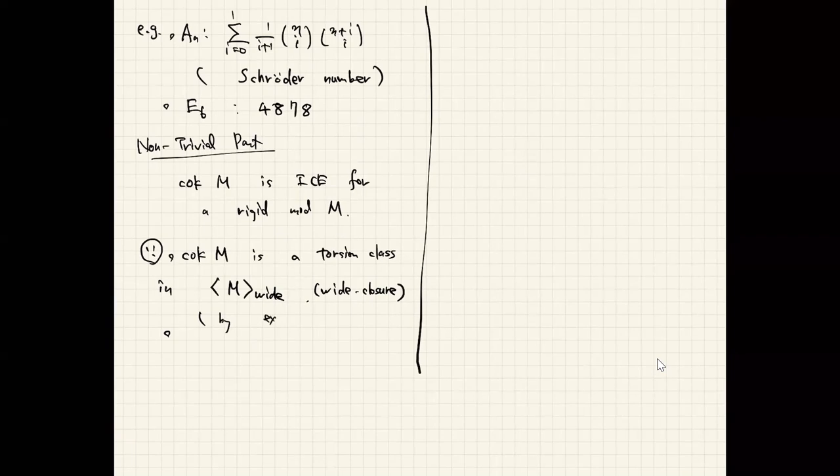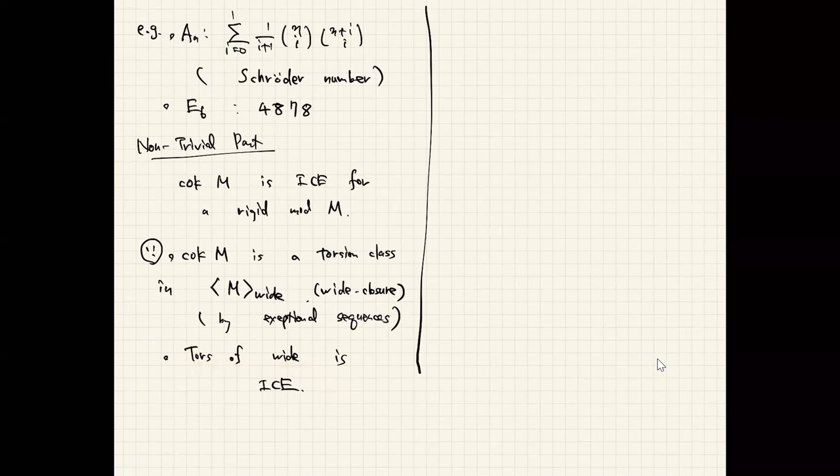And this proof uses the theory of exceptional sequences developed by Crawley-Boevey and so on for the hereditary case. And in general, a torsion class of a wide subcategory is an ICE subcategory. And this is very easy to check.